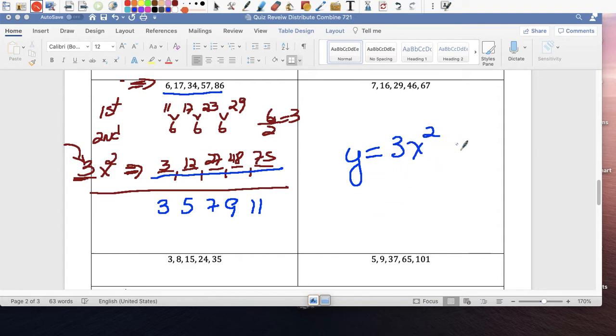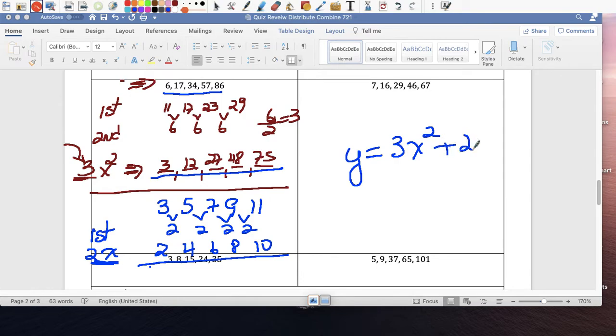So we got that part, but there is more. After removing that, we start all over again because we have another sequence inside a sequence. So let's find the first difference. 2, 2, 2, 2. So we have a linear sequence, right? Because everything is the same in the first difference, so it's a 2x sequence. A 2x sequence is 2, 4, 6, 8, 10, right? So 2 times 1 is 2. 2 times 2 is 4. 2 times 3 is 6. 8 and 10.